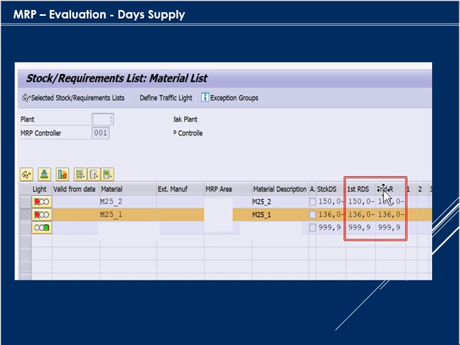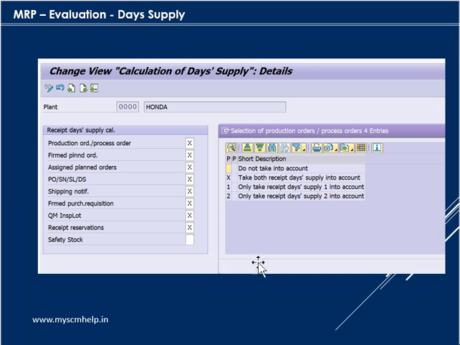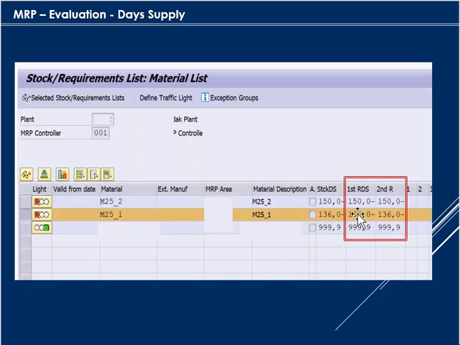Now what is the difference between first and second? The system gives you the option to configure inside the system, and I will show you what the configuration is. You can configure which elements you want to consider for the first day supply, which for the second day supply, or which for both days of supply. The system will calculate it here. Here both are the same because I have marked X everywhere, but if you wanted to do that, you would be able to.